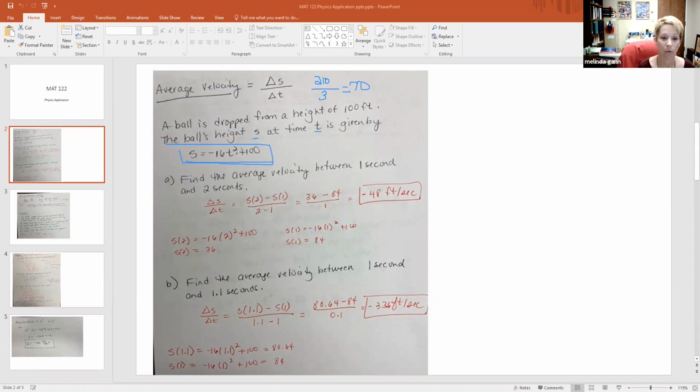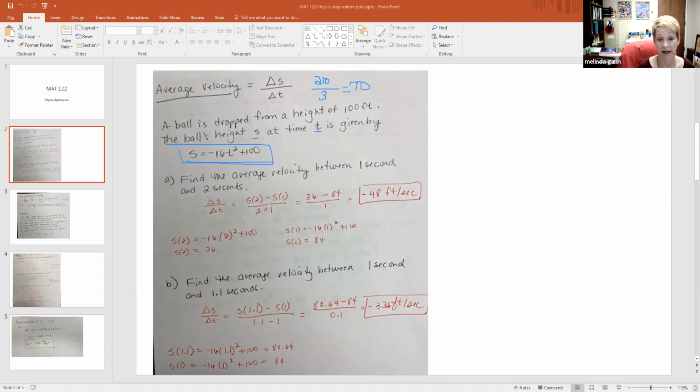So I want to know where I was after 2 seconds. I plugged a 2 in there. 2 squared is 4 times negative 16 would give me negative 64 plus 100 would be 36. So 2 seconds after I dropped the ball, I'm 36 feet above the ground. Now, what was I 1 second after I dropped the ball? Well, I plugged in a 1 and got 84 feet. You say, how come I was higher? Remember, it's falling, so the distance is getting smaller the longer my time goes.